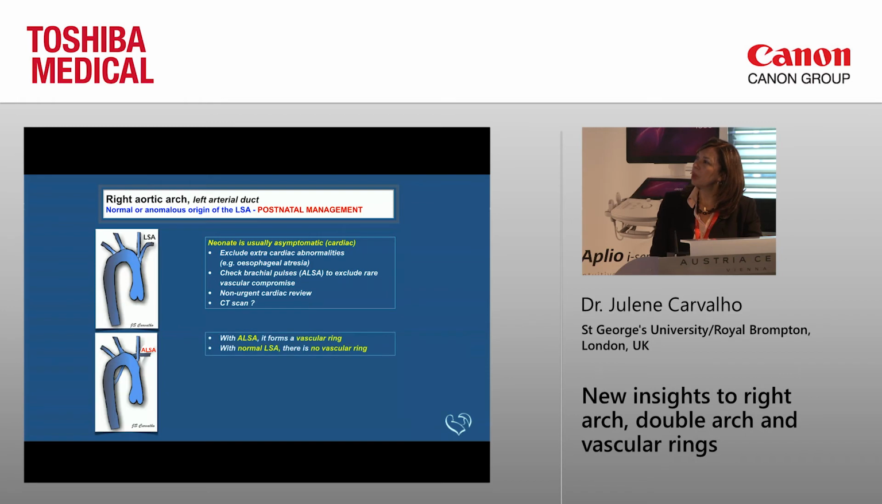Not an urgent cardiac review because the child is expected to be asymptomatic if you have a normal subclavian artery. CT scan is becoming more in fashion. If you have an aberrant subclavian artery, a lot of these children will be asymptomatic. Should we do a CT scan on that or not?